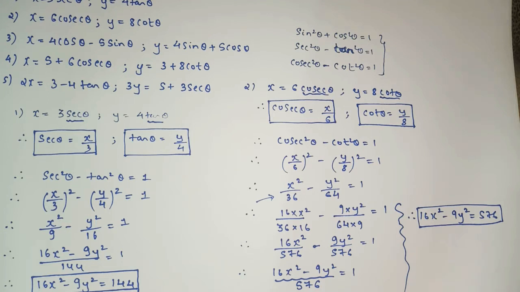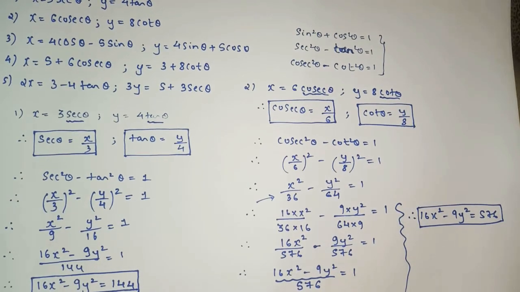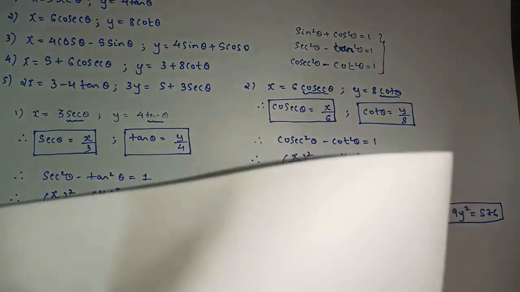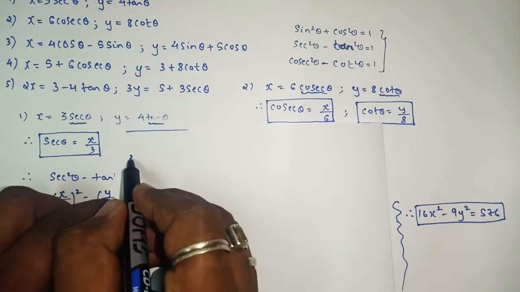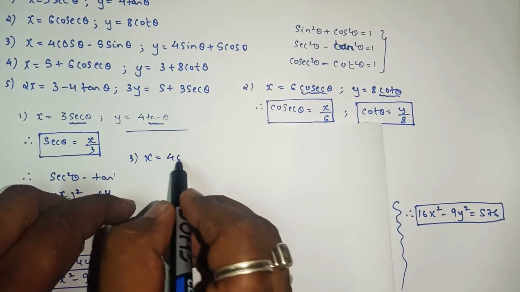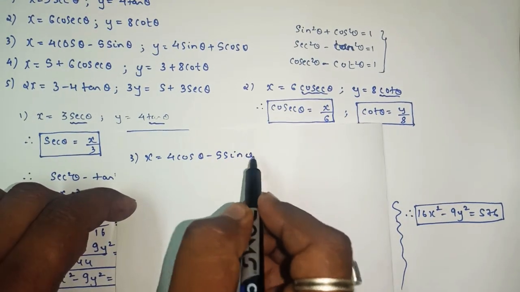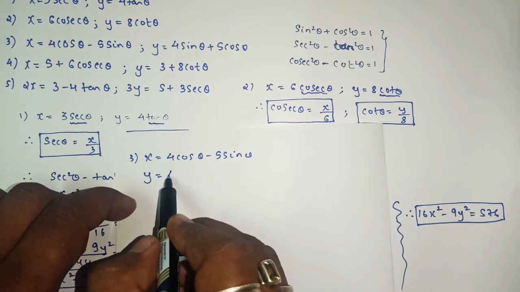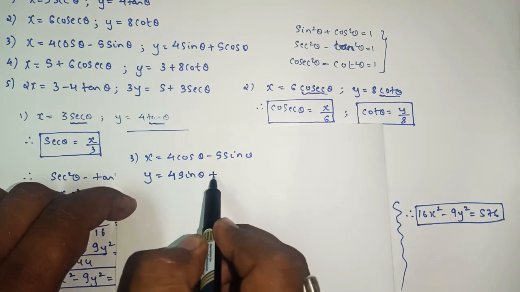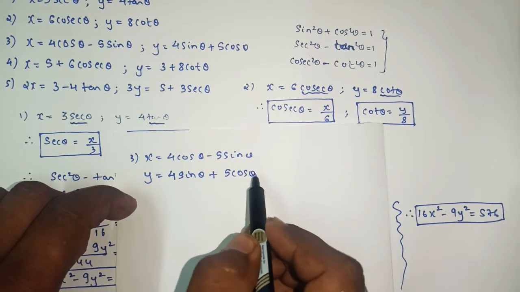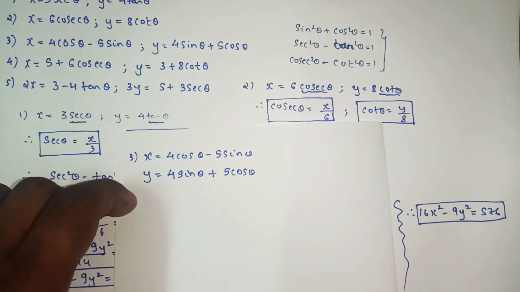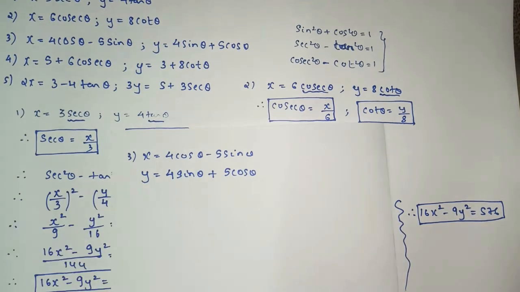Let's move on to the next one, question number 3. In the next question it says that x equals 4 cos theta minus 5 sin theta and y equals 4 sin theta plus 5 cos theta. For this sum there are three different methods in which you can find your answer, but here we will see the simplest method.